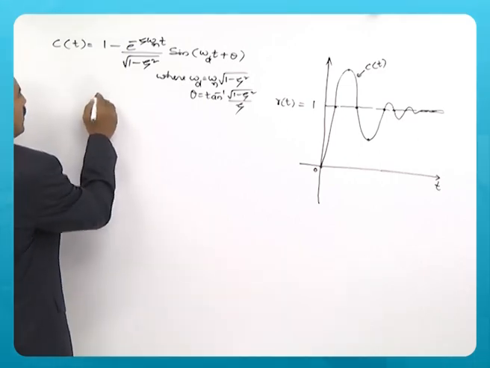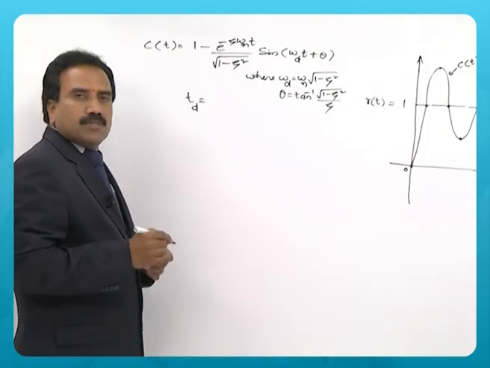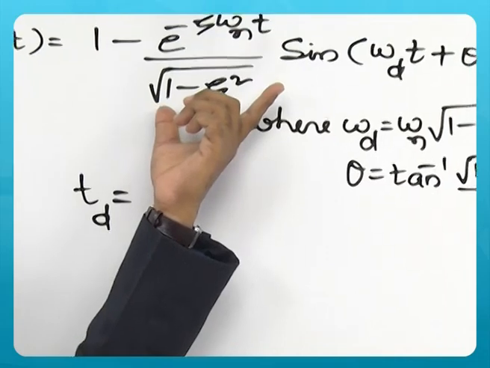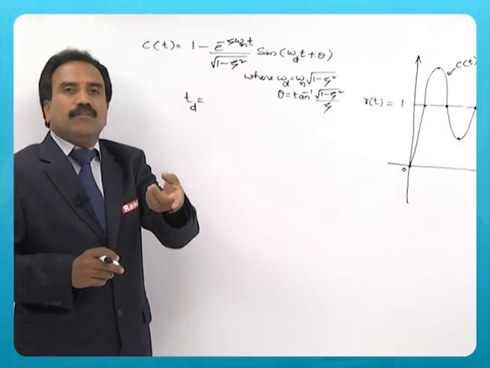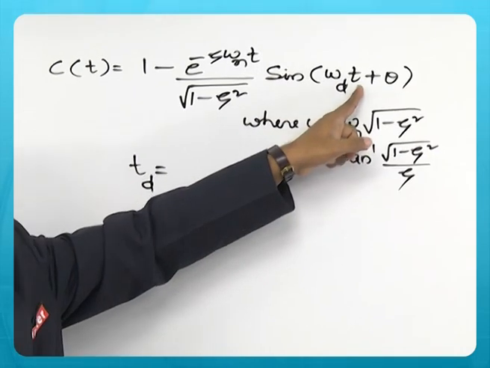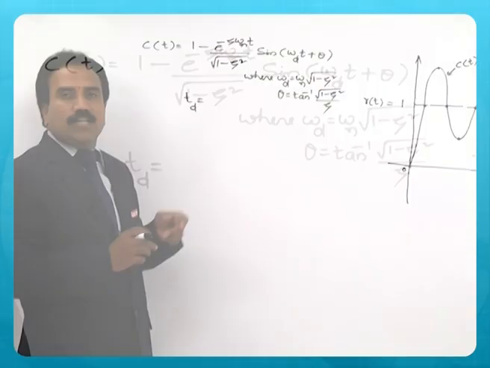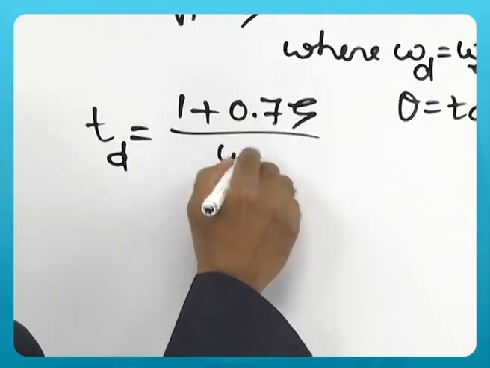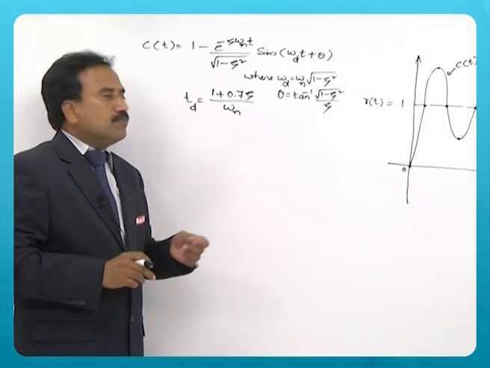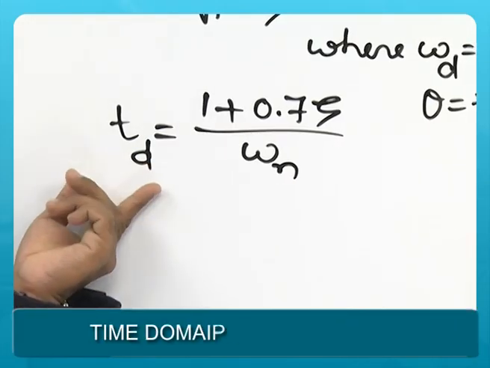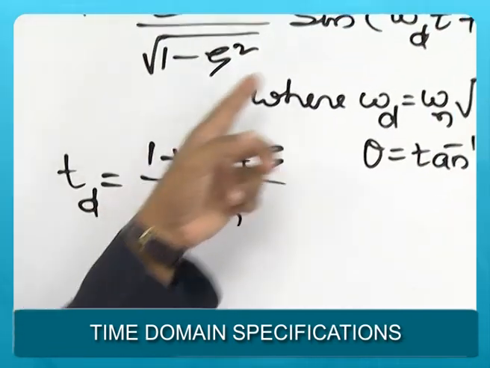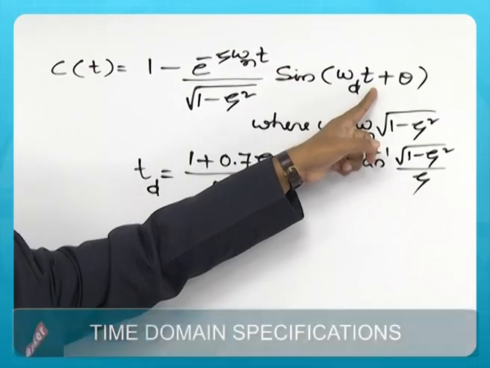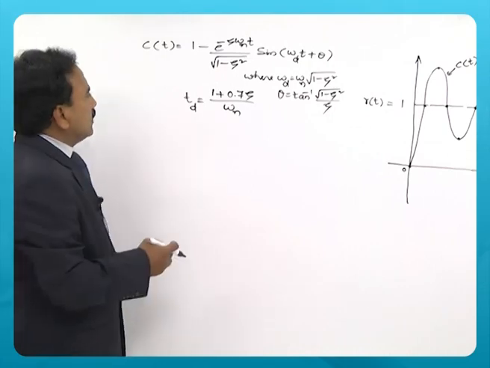So the delay time, I said, is the time required for the response to reach 50% of the final value. So equate this response to 50%, meaning 0.5, and solve for t. Replace this t by td, that is delay time. You will get 1 plus 0.7 zeta by omega n. This is the formula used for delay time, and you get it by equating this whole function to 0.5 and solving for t with t equal to td.